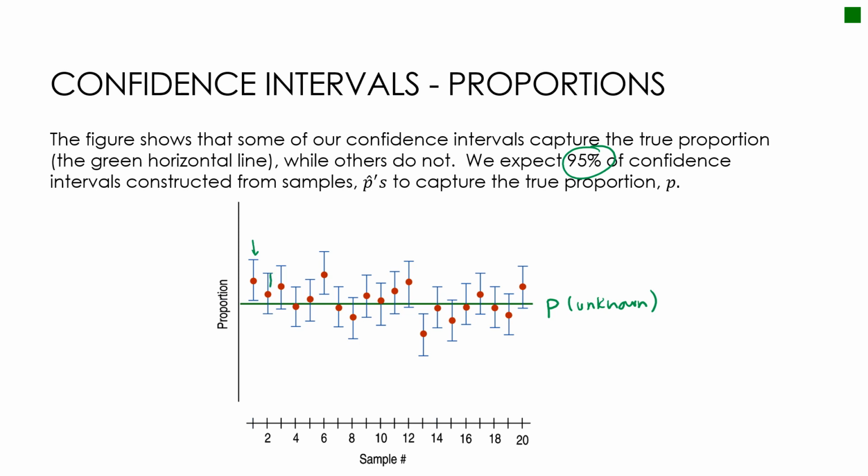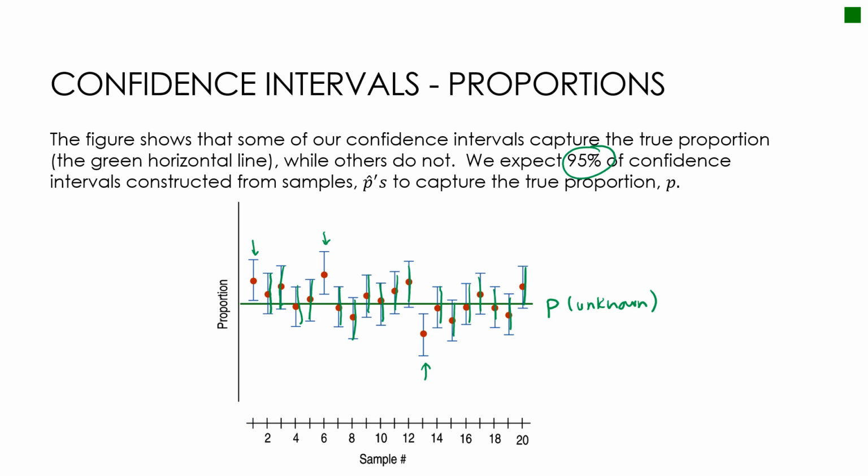But on my second one I did, and on my third one I did because it crosses the green, and fourth I did, and fifth I did, sixth I didn't, seventh I did, eighth I did, ninth, 10th, 11th, 12th, not the 13th, 14th, 15th, 16th, 17th, 18th, 19th, and 20th. So 17 out of 20 times I did capture the true p.